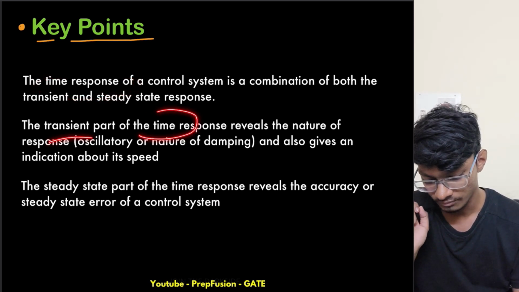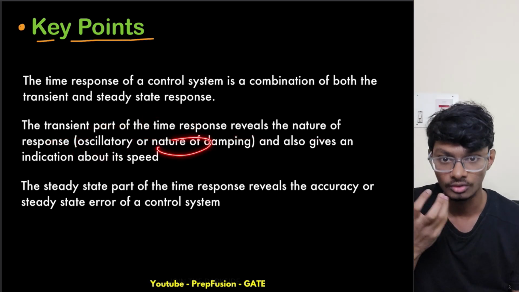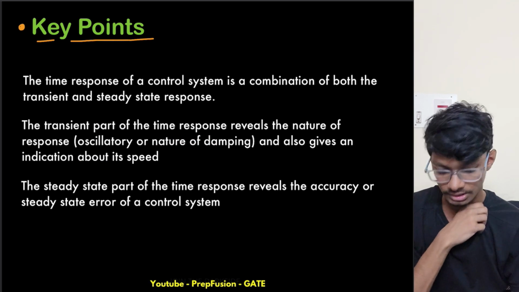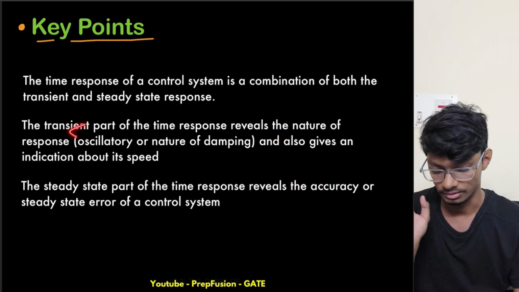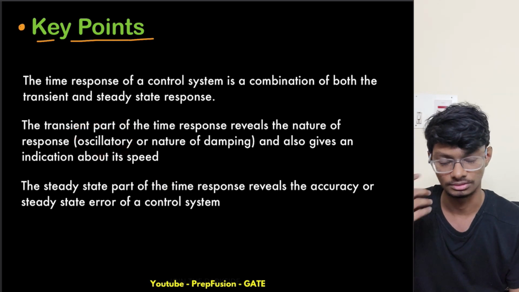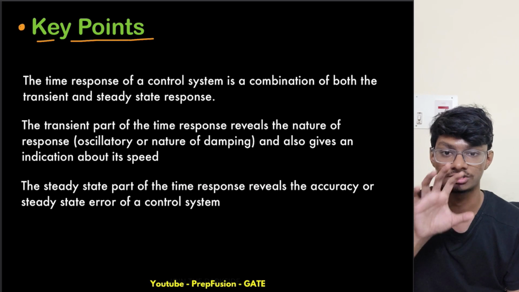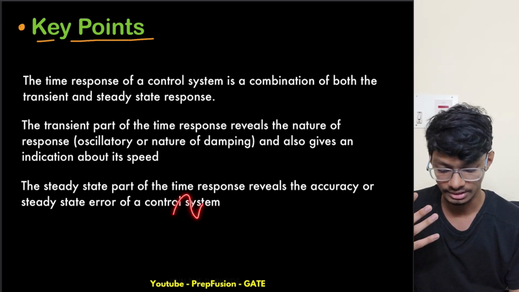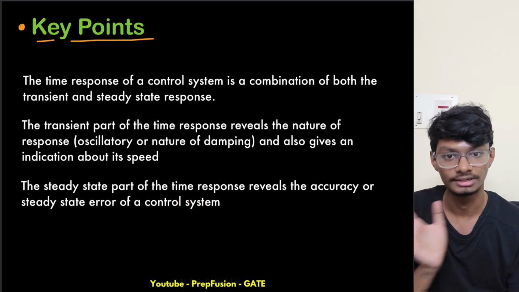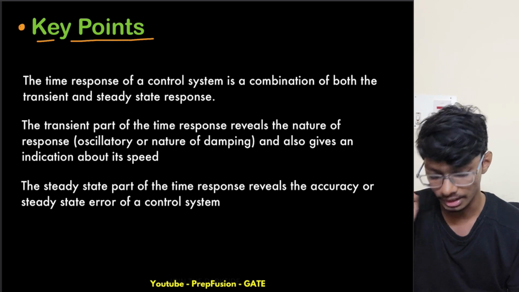Now the transient part of the time response reveals the nature of response, basically whether it will be oscillatory or not, the nature of damping. For second order, how much it will oscillate and how much it will not oscillate, basically how much I can stop the oscillations. For a critically damped system, no oscillations. For underdamped, there are a few oscillations, then it dies down, right? So that is what the transient part reveals.